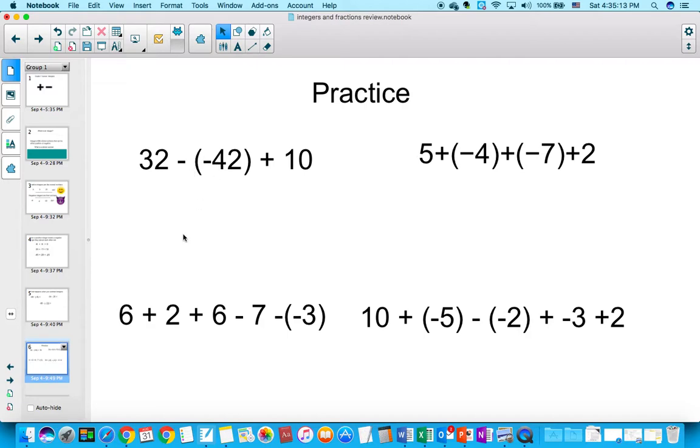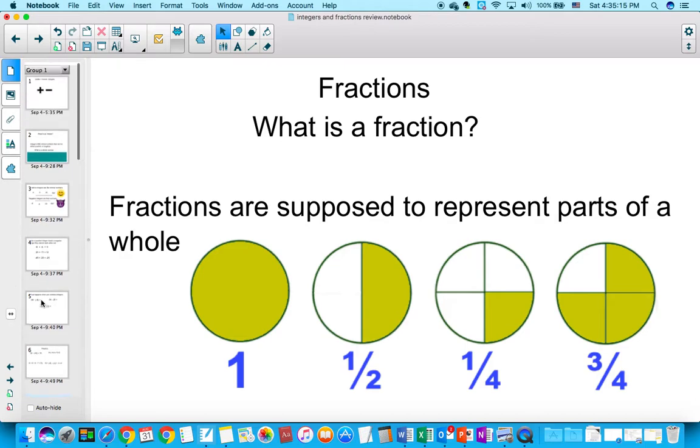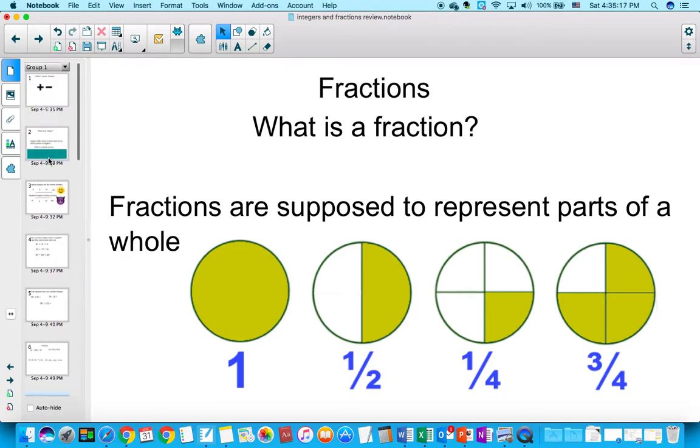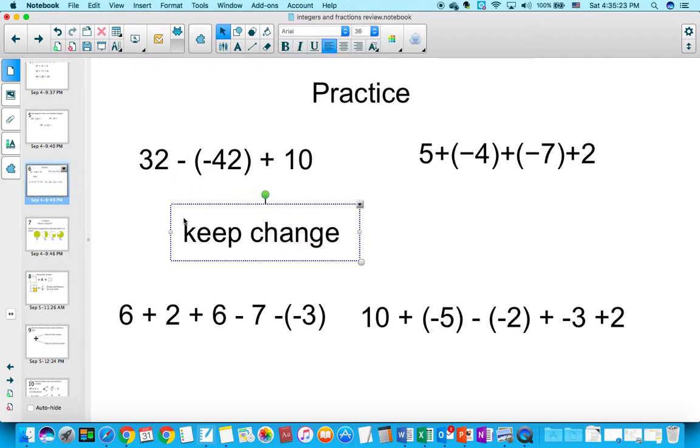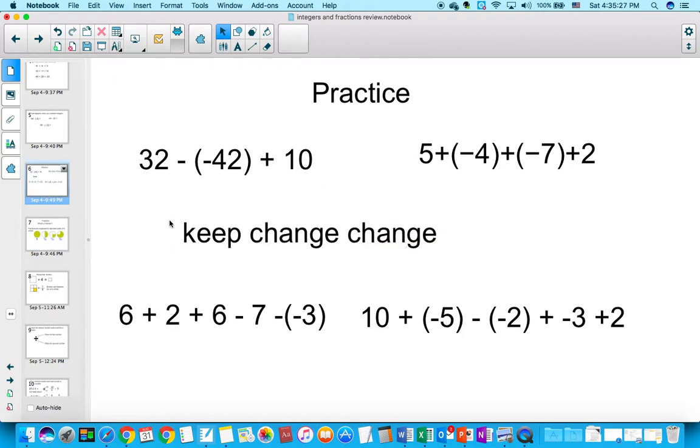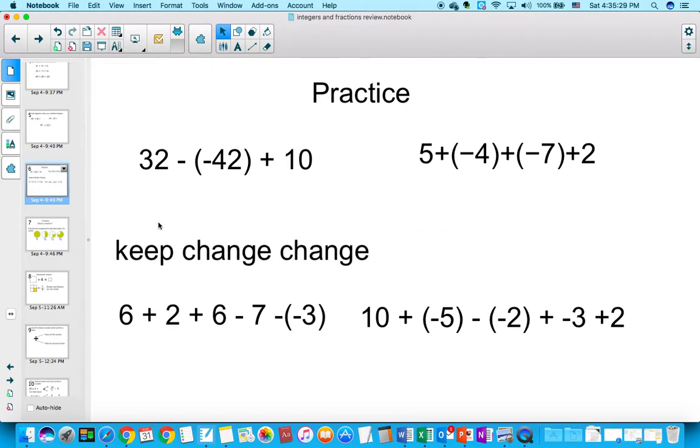Keep, change, change. So, whoops, my bad. Where was I? There we go. Keep, change, change. Now, this only works for subtracting integers. Adding integers, you kind of just have to figure out what's happening there. But with subtraction, you can go 32, okay? Keep that 32. I'm ignoring this 10. He's not even there. I'm ignoring him.